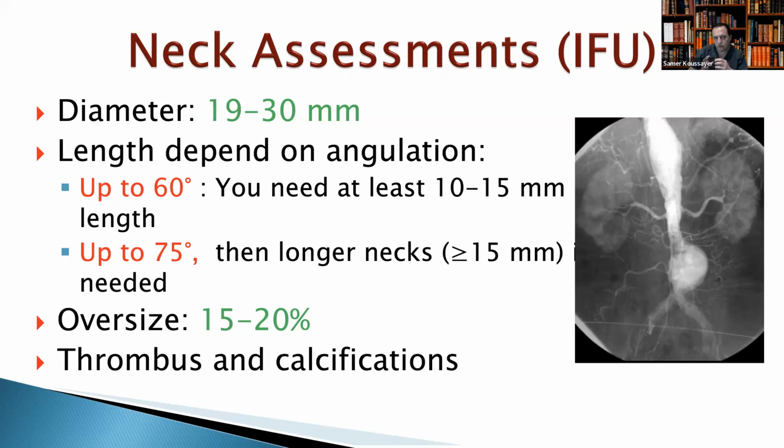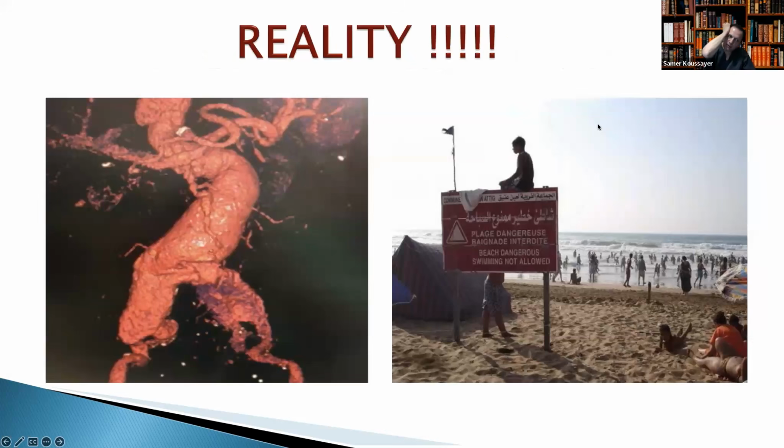And then you have to look for thrombus, and according to the IFU, there should be minimal thrombus and calcification. So this is what the IFU says. This is what you want to see, but it's not real life. This is what you usually get. I mean, rarely do we get a patient within the IFU. Most patients have a different problem like that: the neck is angulated, wide, no landing zone.